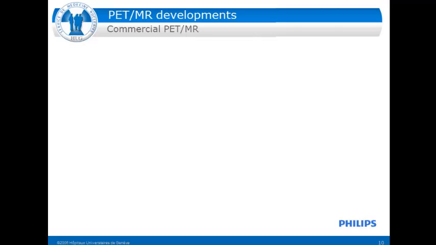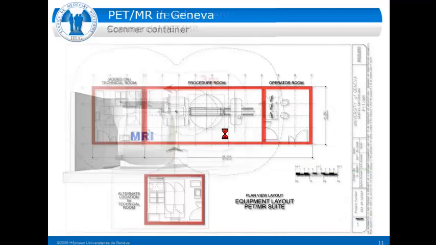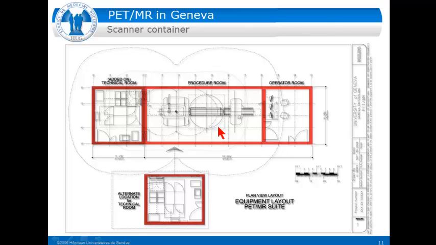The first commercial PET-MR was put on the market by Siemens, which consists of a 3 Tesla MR and a full time-of-flight PET scanner, both of them at a distance of 3 meters, just in order to avoid any disturbance of the PET scanning by the MR magnetic field. And the first prototype of these machines was used at Mount Sinai in the US.